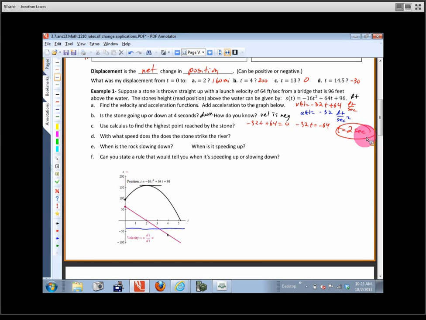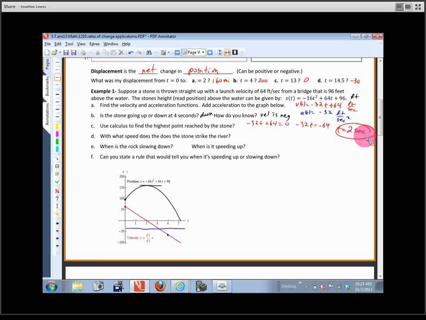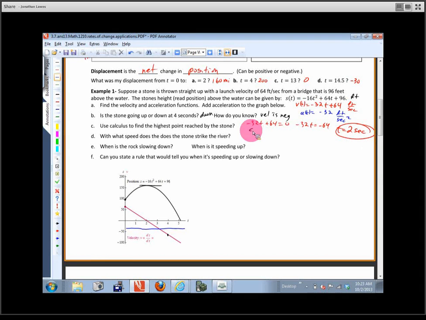How do we find its highest position then? Plug it into the original one. So we're going to find s of 2, and that's going to be negative 16 times 4, plus 64 times 2, plus 96. So this is going to end up being 96 plus 64, so it's going to end up being 160. 160, did I do that right? Okay. 160 what? Feet. Maximum height is 160 feet.